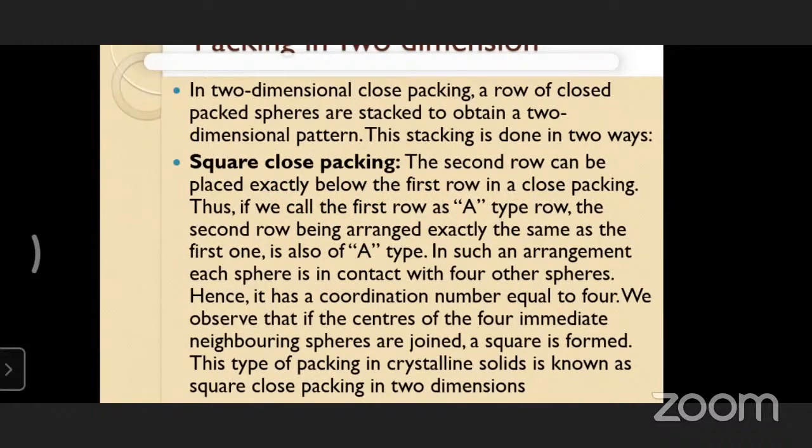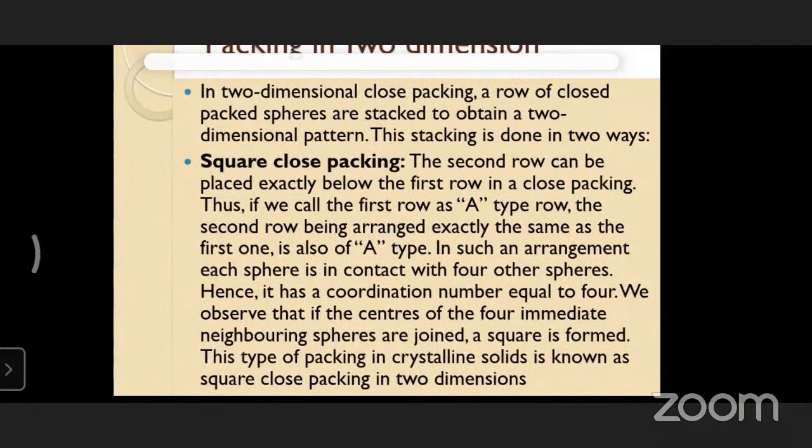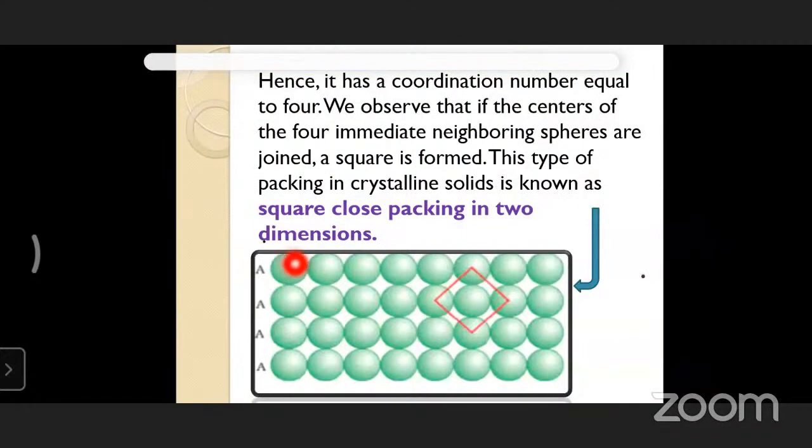Let us observe, children, once. A second row is exactly placed. This is the first row. And the second row is exactly placed below the first row. You are observing or not? And the third row is exactly placed below the second row, and the fourth row is exactly placed below the third row.